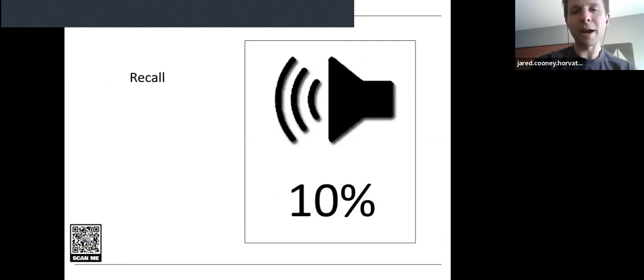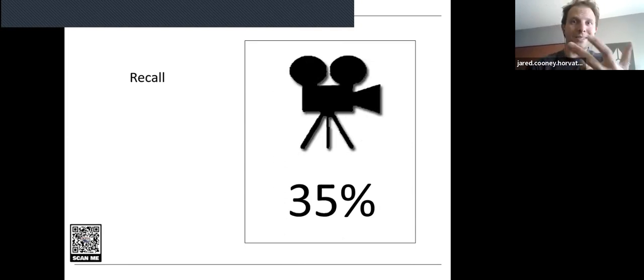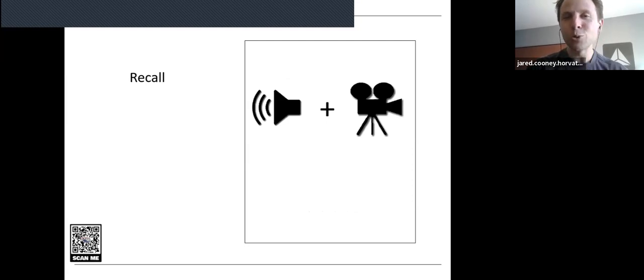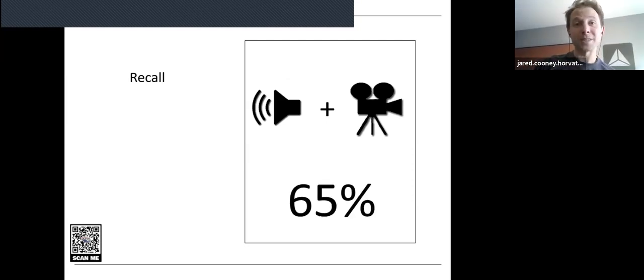So simple example, if I read you a list of words today, next week, how many do you recall? Most of you get about 10%. If instead of saying words, I showed you pictures of those words, so instead of saying table, you look at a picture of a table, up to 35%. But if I said the word while you looked at the picture, "table," while you looked at it, that'll jump up to about 65% next week.